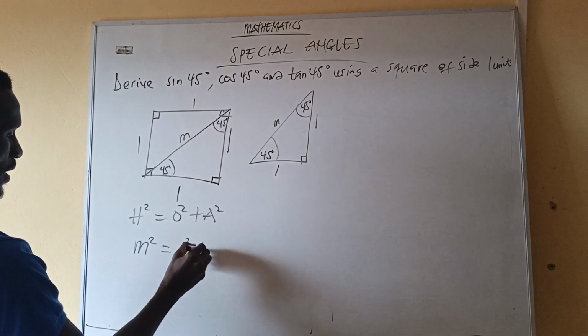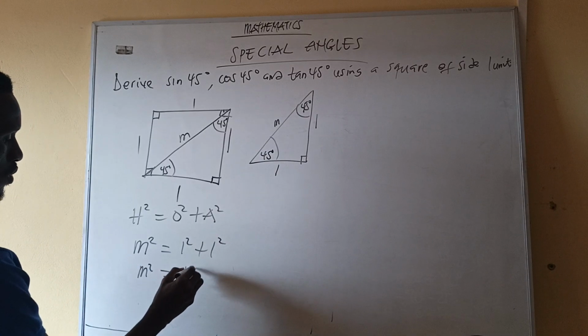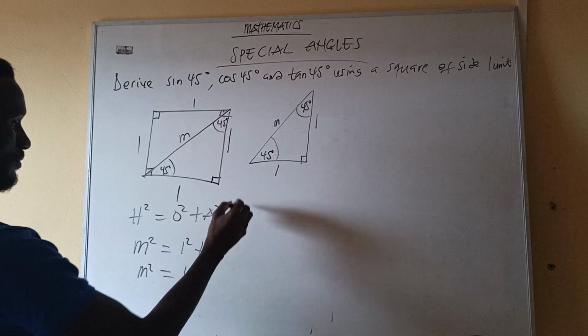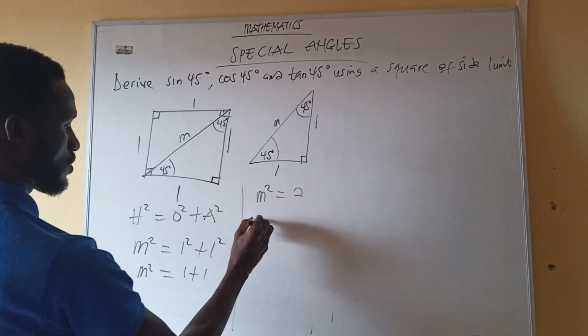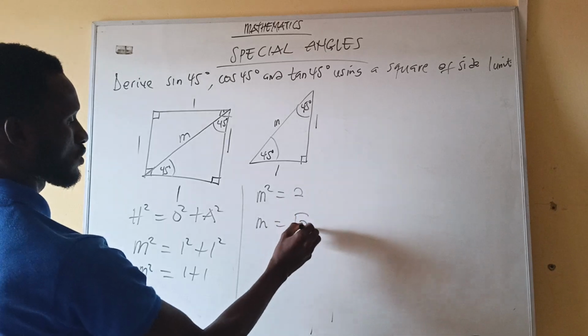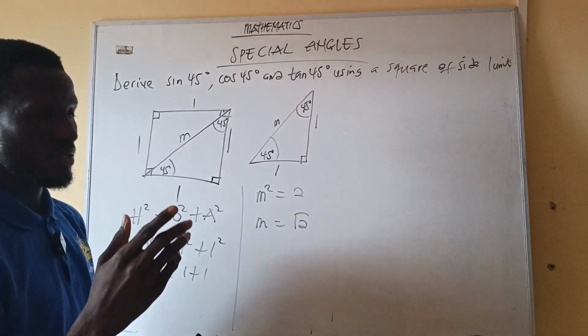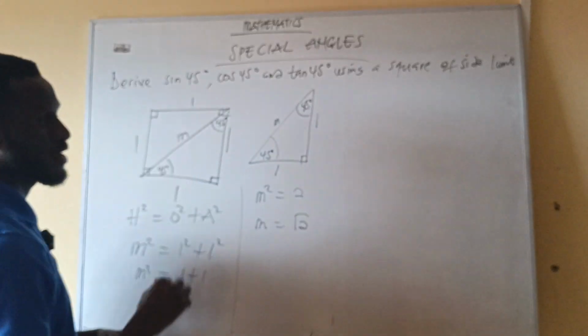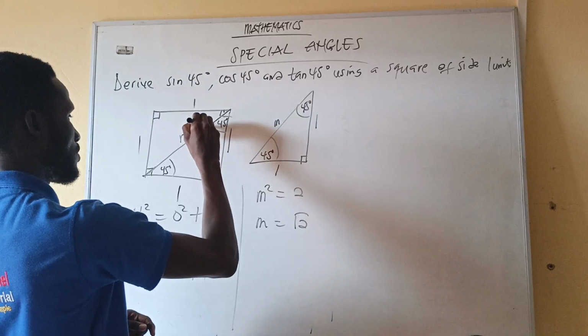opposite to be 1 squared, adjacent to be 1 squared. So we're going to have M squared is equal to what? 1 plus 1. M squared is equal to 2. So M will be equal to root 2. Now we can talk about plus or minus root 2 here, but for this particular diagonal, we can't get a negative diagonal. So I'm going to consider this one as root 2.